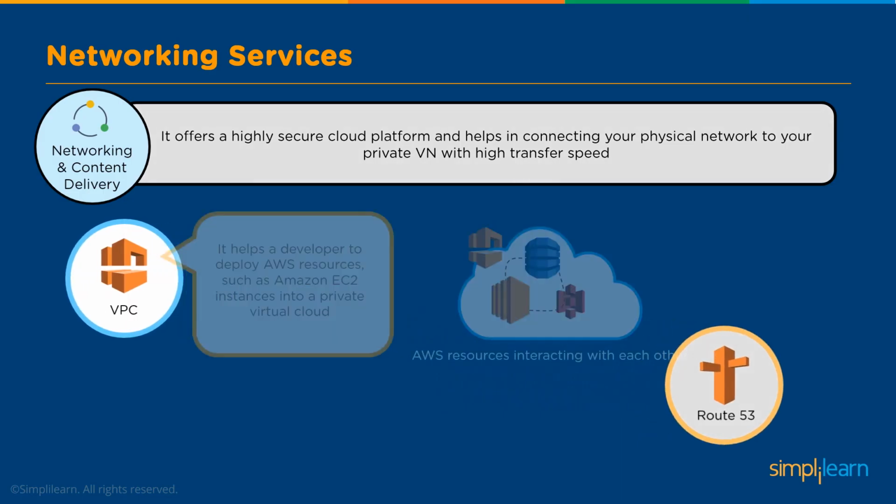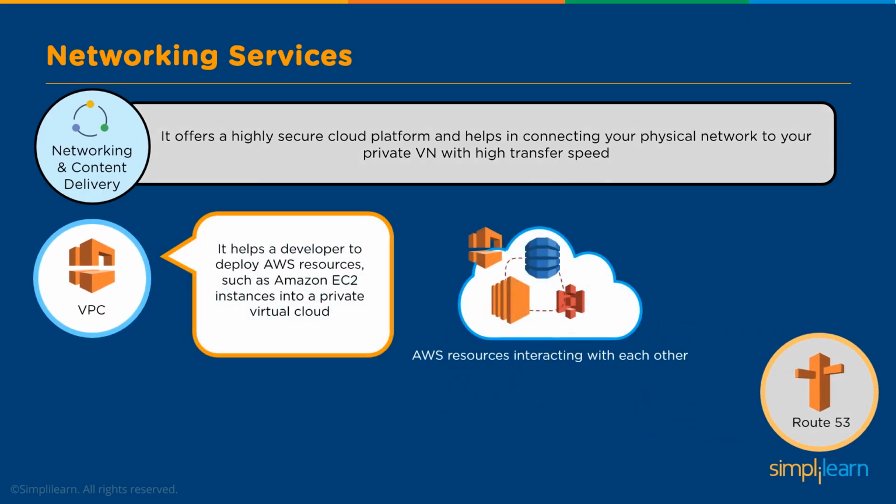Now coming to the VPC, or virtual private cloud, it helps a developer to deploy AWS resources such as Amazon EC2 instances in a private virtual cloud, so that you can make your EC2 isolated or more secure, and you can even make it available for public access also. It depends on the administrator how they want to customize it. So the complete control of a VPC and its networking is with the admins.